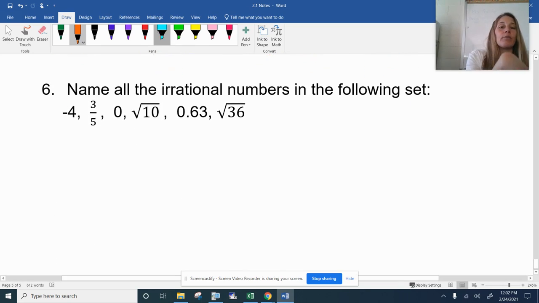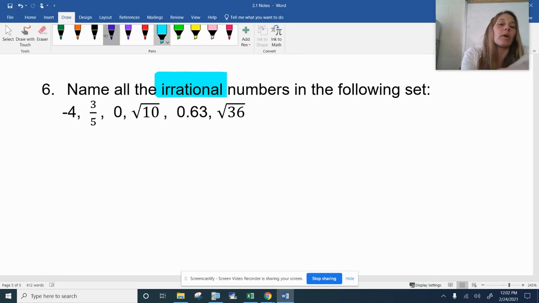Name all of the irrational numbers in this set. Okay, so using process of elimination, we know that 0 is a rational number because it's a whole number and it's an integer. -4 is also rational because it's an integer. And we know the definition of rational means it has to be a fraction, so it can't be 3/5. And then the square root of 36 equals 6, so that's also rational.